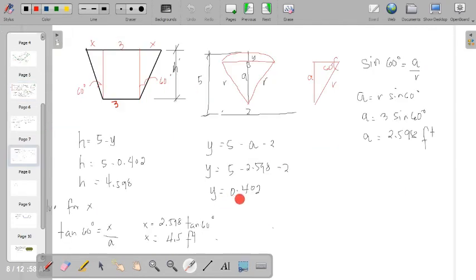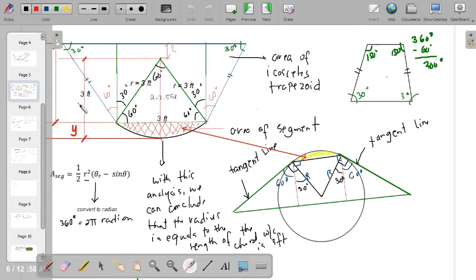Okay? So, Y is equals to 2.398. So, pwede natin sabihin Y is equals to, since this is the Y, 5 minus A minus 2. So, 5 minus 2.598 minus 2 is equals to the Y. Okay? So, that is 0.402. So, ibig sabihin, ito is 0.402.